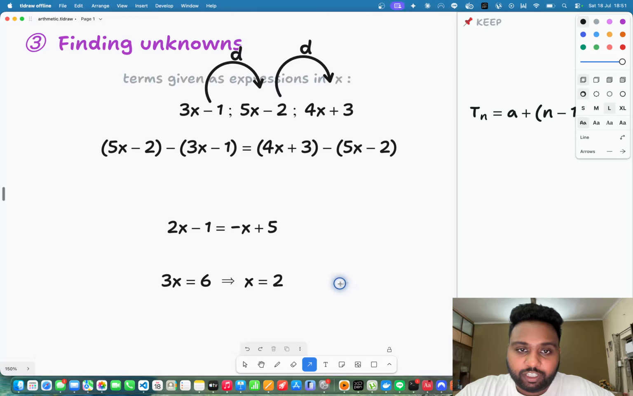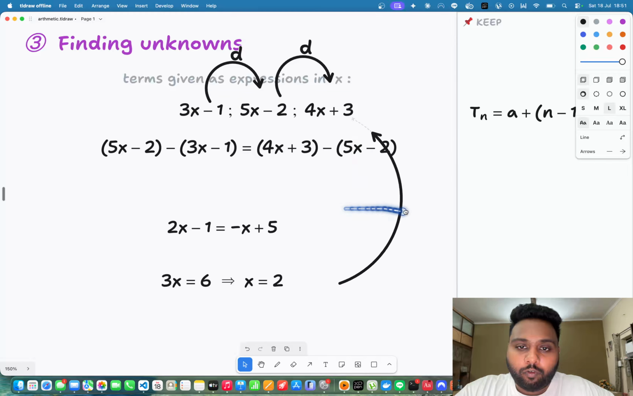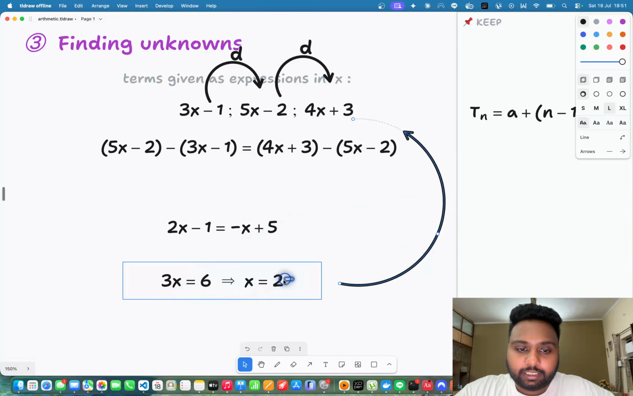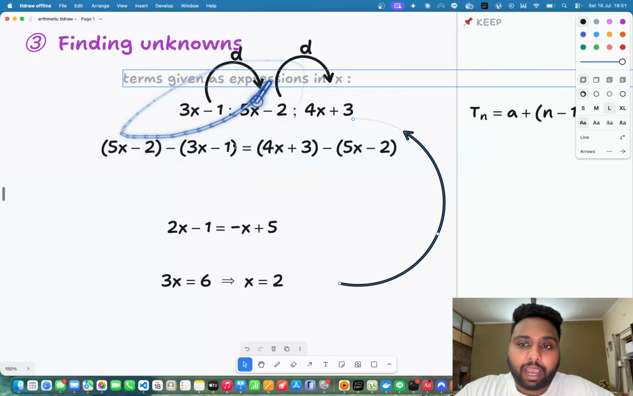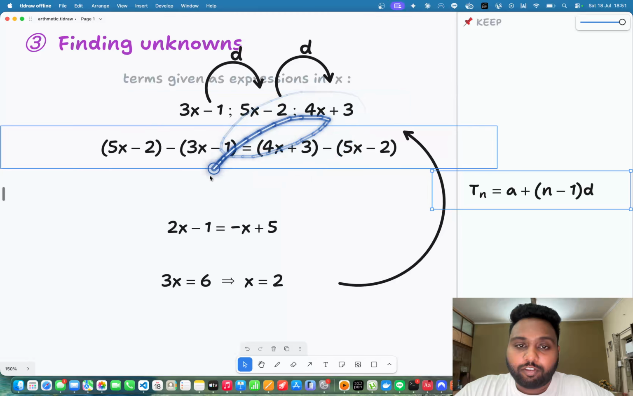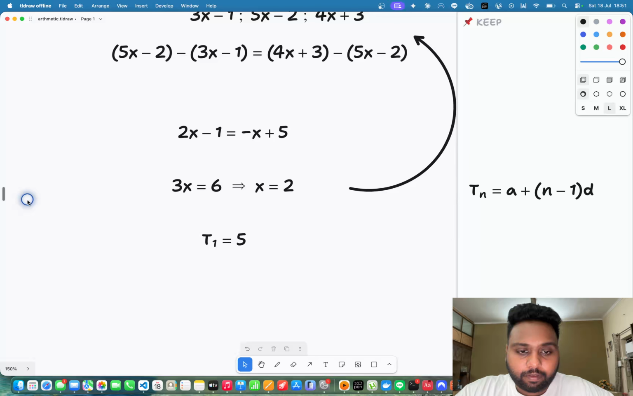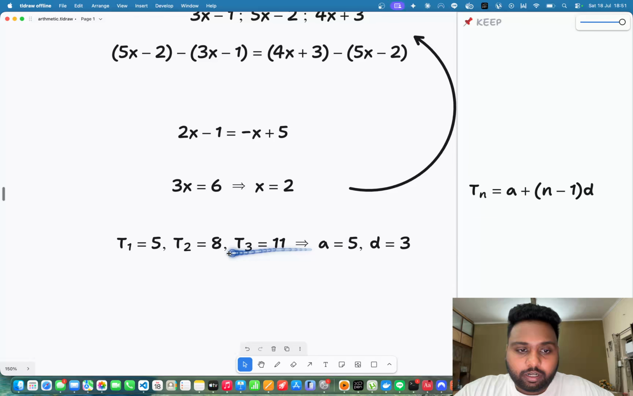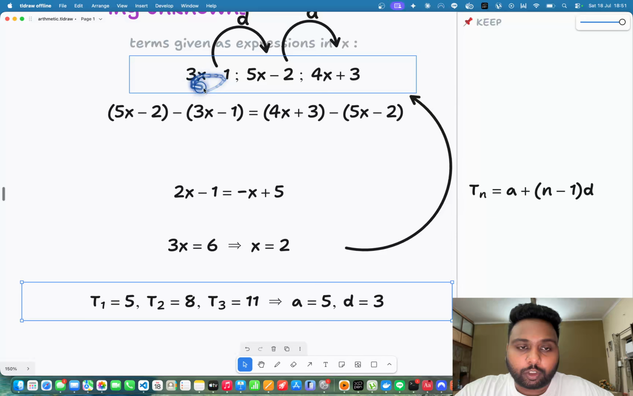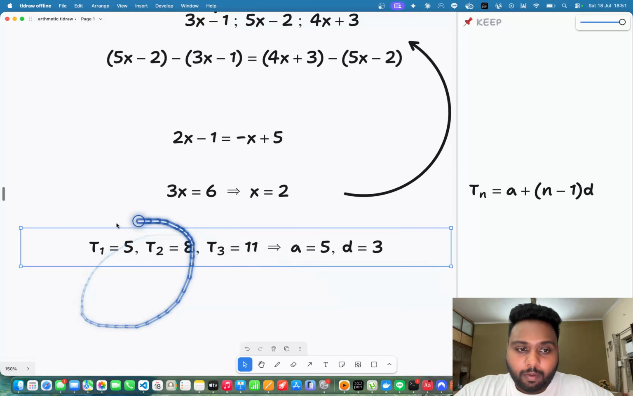Now what we do is we take this value of x and we substitute it back into the sequence that has been given to us. When we substitute this back, t1 is equal to 5. If I substitute x is equal to 2, t2 is going to be 8 and t3 is going to be 11. Based on this, can I determine the value of a and d?